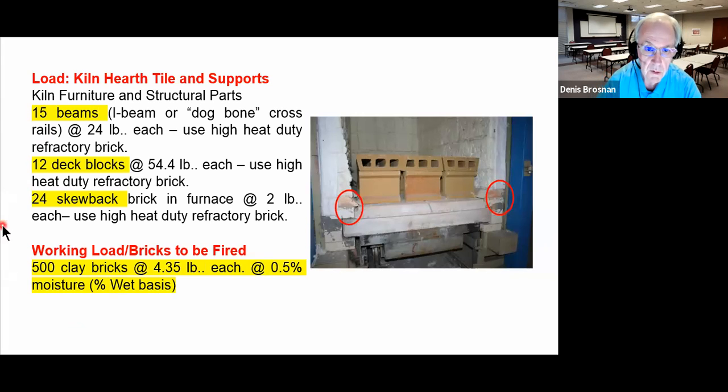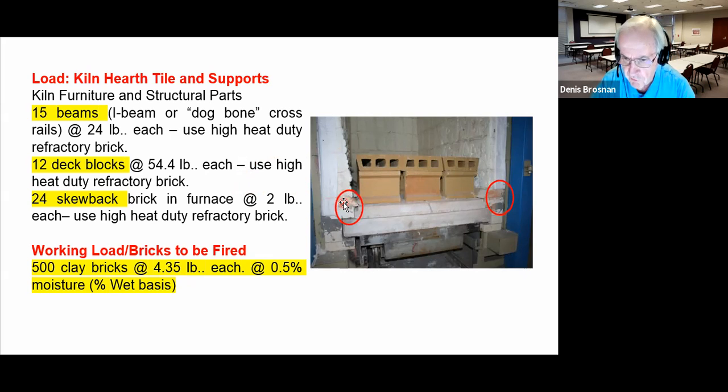Now, in terms of the internals in the kiln furniture, as you might call it, or structural parts, there are 15 of these beams, refractory ceramic I-beams. There are 12 of these deck blocks that span across the beams, allowing air circulation underneath the tile for more even heating. And then there are 24 skewback bricks, and you can see the skewback right here.